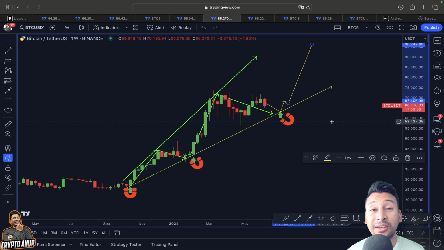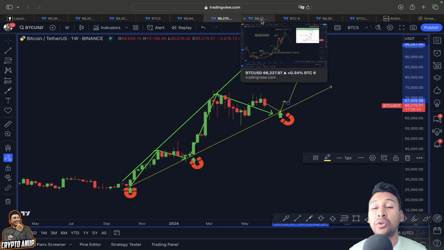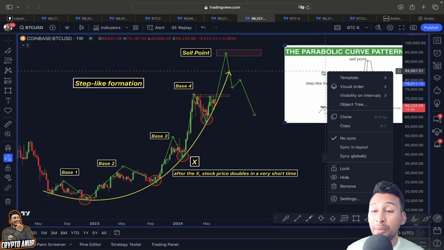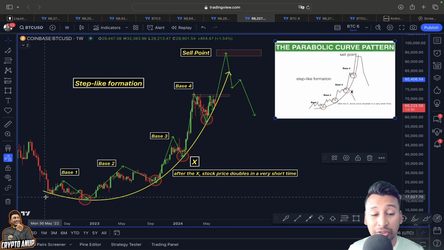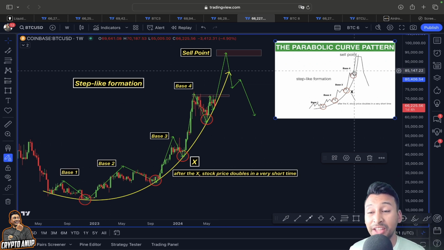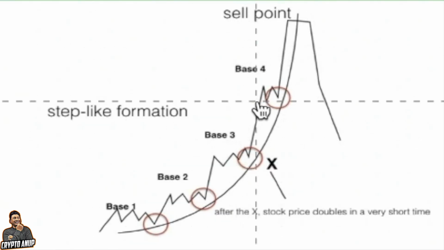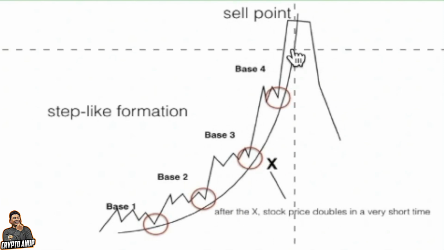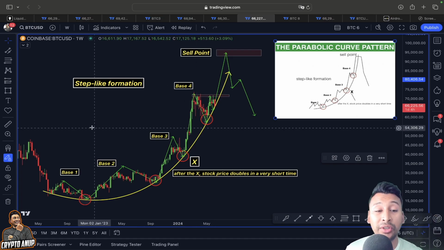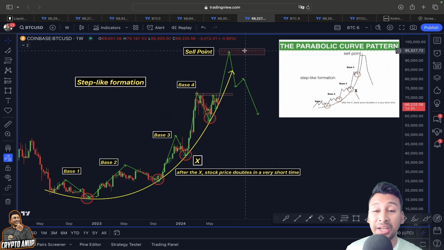Price getting attracted in between 90,000 to 100,000 before starting with an actual corrective move, because I've been very clear about this parabolic curve pattern as well, because we have formed base 1, base 2, base 3, and this could be a formation of base 4. And in base 4, if you look at this example, sideways movement, shakeout is expected. That's part of this game, and at the end you can see a move towards this sell point. And according to this step-like formation parabolic curve pattern in a weekly time frame, Bitcoin could get attracted to this 90 to 100,000, and only after that it's going to start with a corrective move.